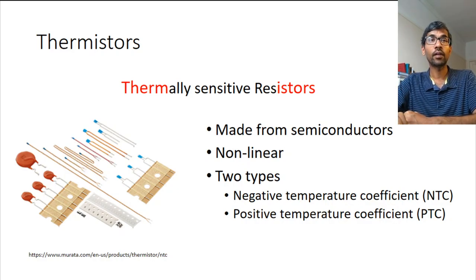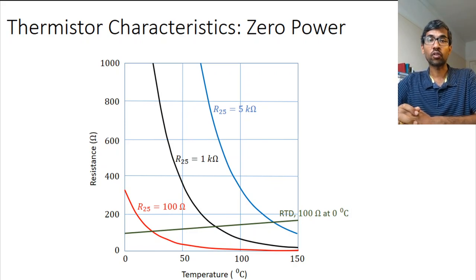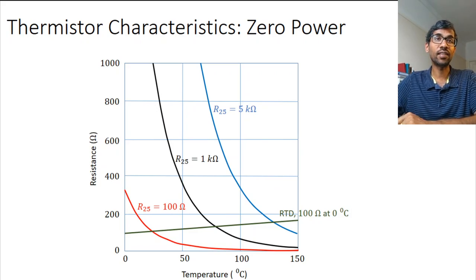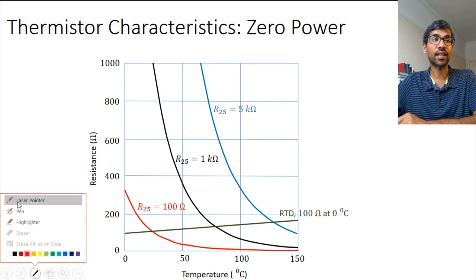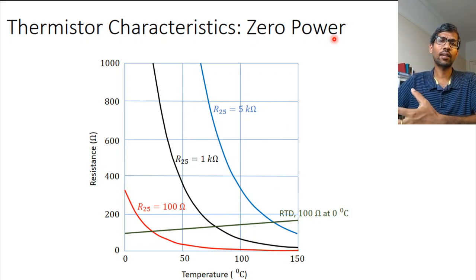Okay. So let's look at the characteristics of negative temperature coefficient thermistors. And you can see that here, temperature is on the x-axis, and as temperature goes up, the resistance is actually going down. So these are negative temperature coefficient thermistors. And what we are doing is we are looking at zero power characteristics. Now, what does that mean?